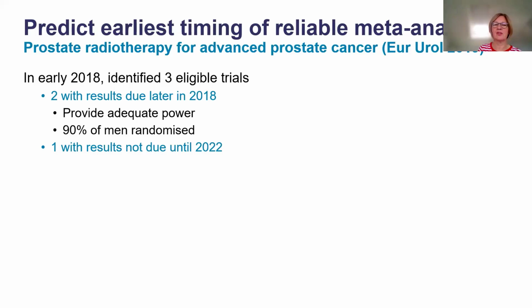The final trial didn't have results due until 2022, partly because it's the same trial, which was a factorial design that looked at radiotherapy and abiraterone. So again, we felt it was much more important to get that early answer and for it to look like it was going to be a reliable answer rather than wait for the results of the 3rd trial.